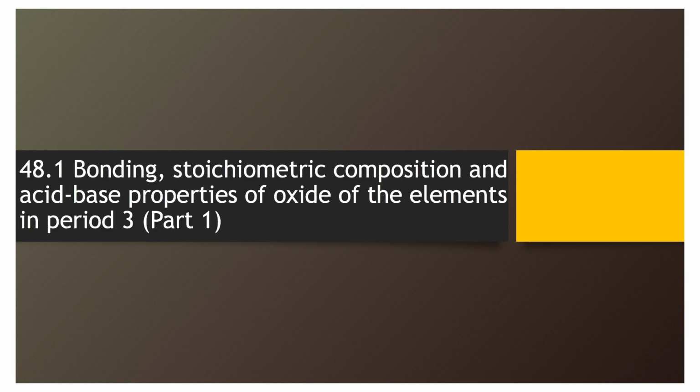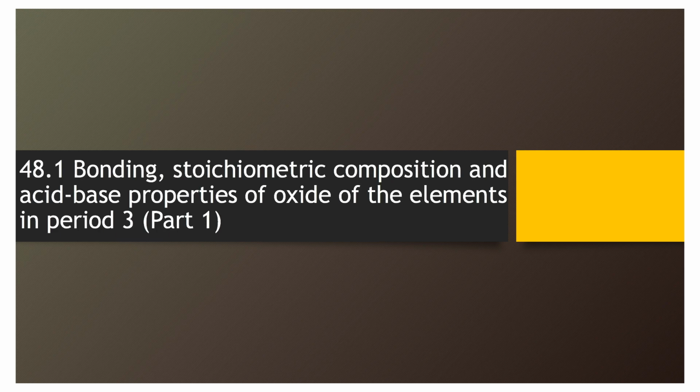Okay, 48.1. So you see that the heading is pretty long for this chapter. So let's have a look. What is it? First of all, for bonding, you know that it will be ionic bond, covalent bond, things like that. Stoichiometric composition looks weird and complicated, but actually it means the atomic ratios in a compound. For example, it is NaO or Na2O. The ratio is different, and we call these the stoichiometric composition.